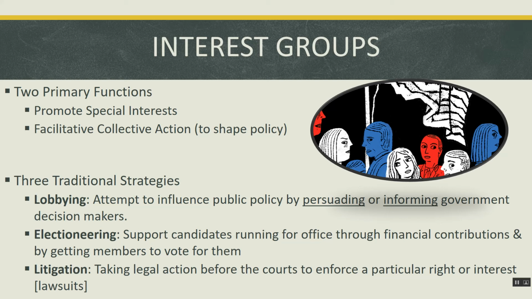also the most controversial. If lobbying fails, in other words, if an interest group is unable to convince a current decision maker to exercise his or her authority in a way that is consistent with that interest group's agenda, an alternative strategy is electioneering. If you can't get the person currently in power to work with you, replace them with somebody that will. Electioneering is when an interest group supports a candidate running for office through financial contributions and/or by getting members and the general public to vote for that candidate.